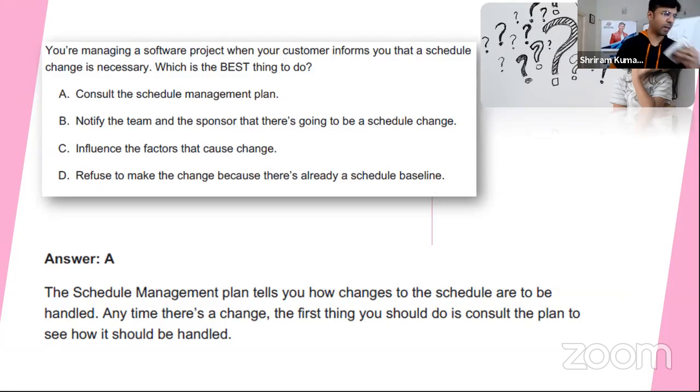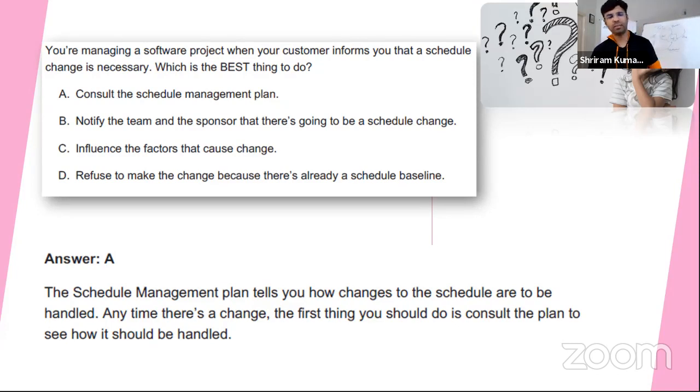I know the answers aren't there. If you look at this question, you're managing a software project when your customer informs you that a schedule change is necessary. The customer is informing you. The customer could be a sponsor or a core engineer there. Now they're asking what is the best thing to do.